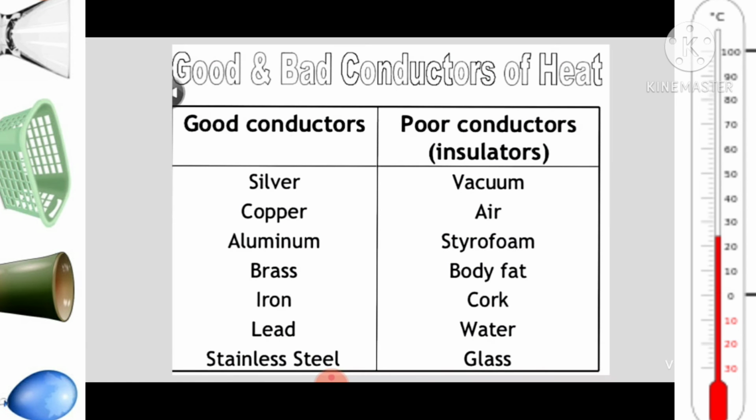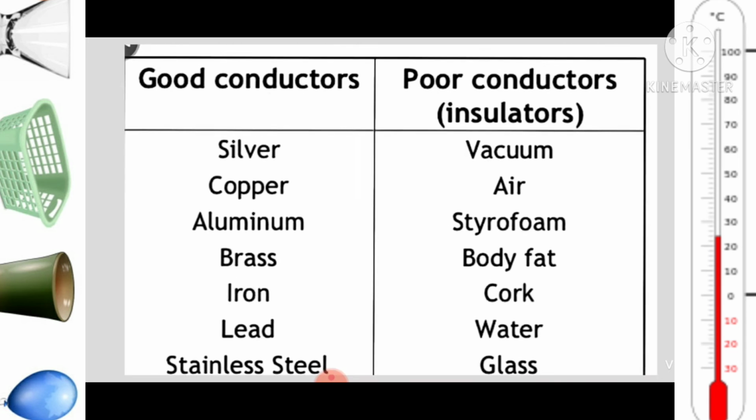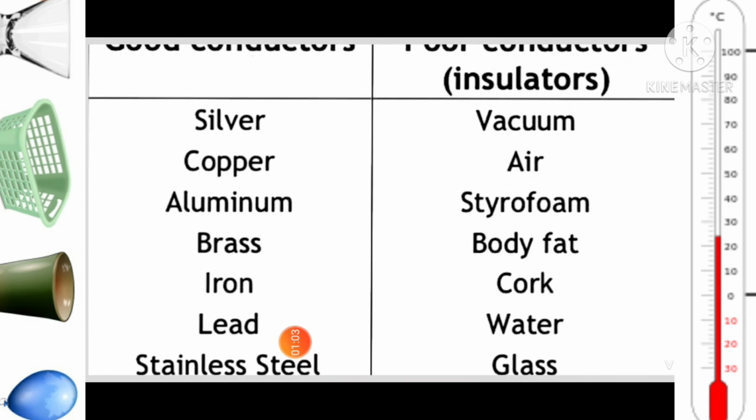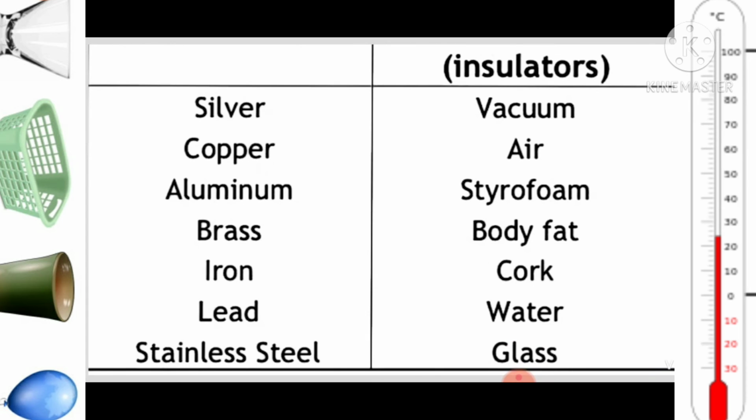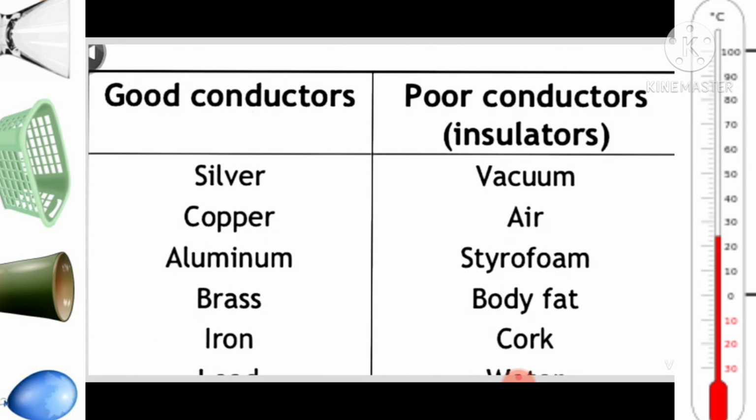See, here are a few more examples which tell us about good and bad conductors of heat. Silver, copper, aluminum, brass, iron, lead, stainless steel, all these are good conductors of heat. Whereas vacuum, air, styrofoam, body fat, cork, water, glass, all these are poor conductors, meaning bad conductors of heat.